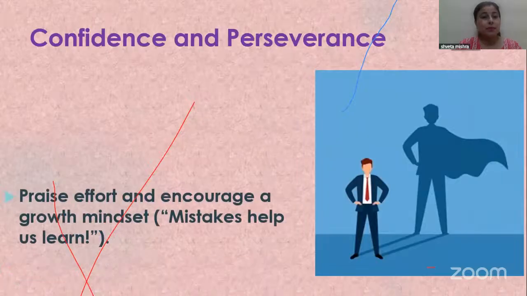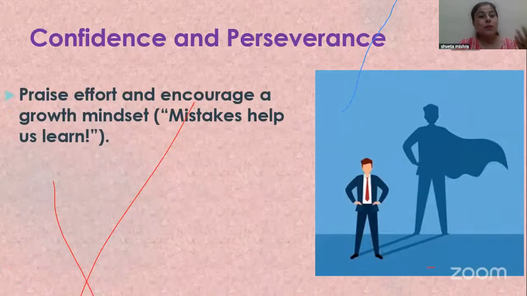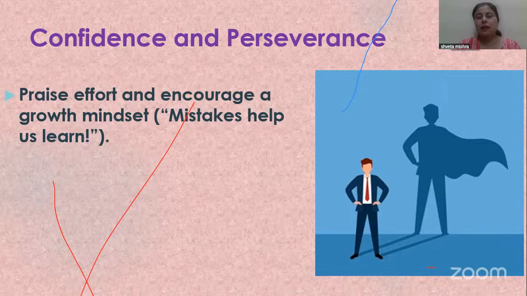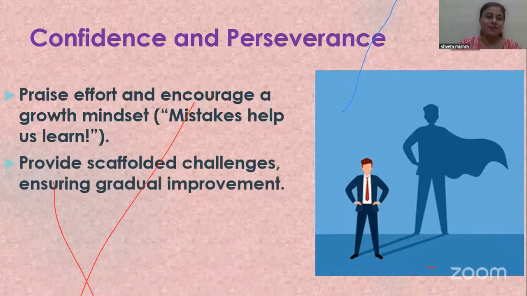Confidence and perseverance, let's see. Now we need to praise the effort and encourage a growth mindset. When the child commits a mistake, let it happen. We are also, till date, learning from mistakes, and give this instinct to the child, that it is no problem. If you have done something wrong, see what wrong has been done and correct it next time. Mistakes are not to be punished, but to be improved on. Provide scaffolded challenges, ensuring gradual improvement.